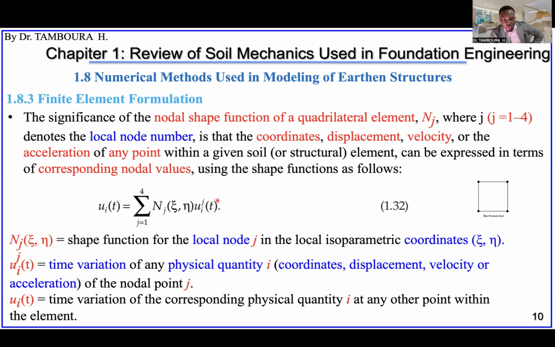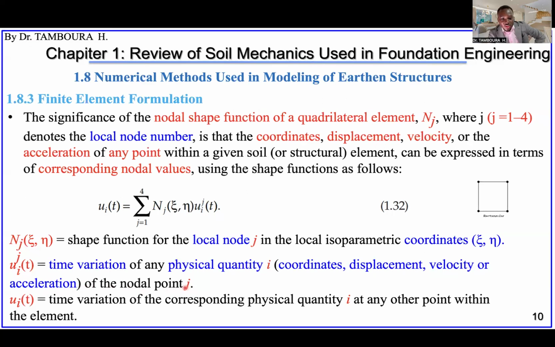And this part of this formula is the time variation of any physical quantity: coordinate, displacement, velocity, or acceleration of any given node. So I is representing the physical quantity. For example, I can be coordinate, I can be displacement, I can be velocity, or if you want, acceleration.